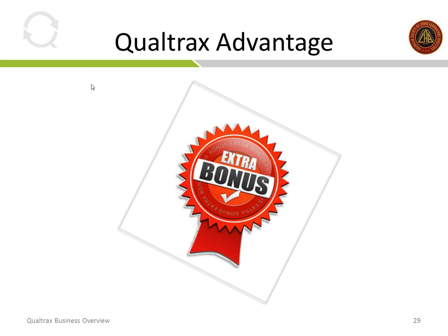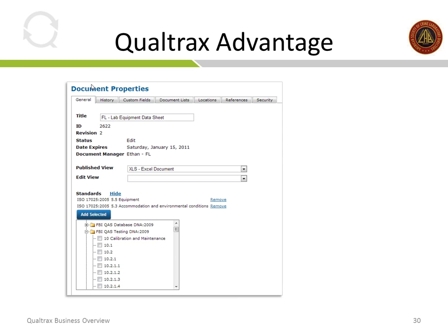However, I want to talk a little bit about what may make that a little bit easier on your end by having a Qualtrax system. So what you're looking at here is a view into a basic document, lab equipment data sheet, an Excel document. It has been associated with a couple standards, as you can see here in the middle of the screenshot. Qualtrax, one of the key components is the ability to tag each individual document with one or more standards that it shows compliance to. And this can cross multiple frameworks. So as you can see, I can tag it with ISO standards. I can also use the QAS standards if need be.